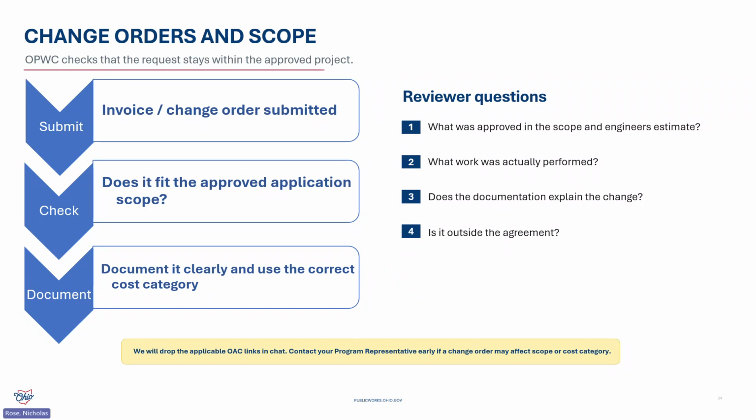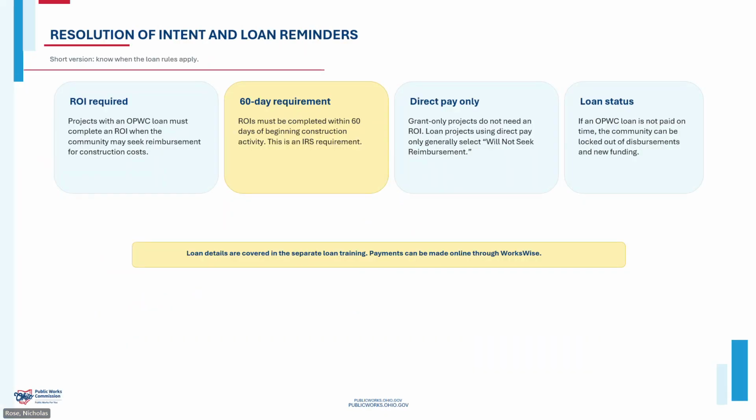Loan projects add a few requirements of their own, so I want to hit the major reminders here. If you have already seen, WorksWise triggers the resolution of intent requirement, so I only want to leave you with the loan-specific points that are easy to miss. If a resolution of intent is required, it must be completed within 60 days of beginning construction activity. This is one that sort of flies under the radar, but can cause a huge hiccup. It's an IRS requirement, so just don't wait till the first reimbursement is ready. We always recommend getting that resolution of intent passed immediately once the project's approved.